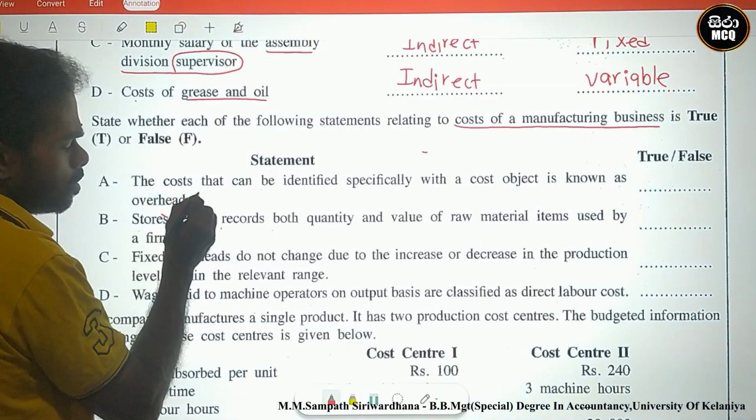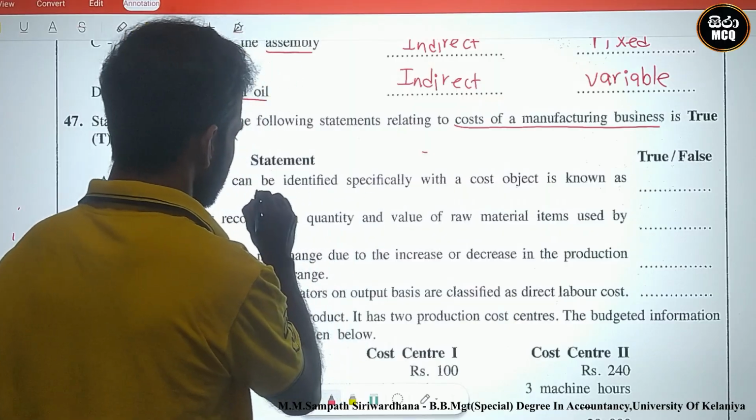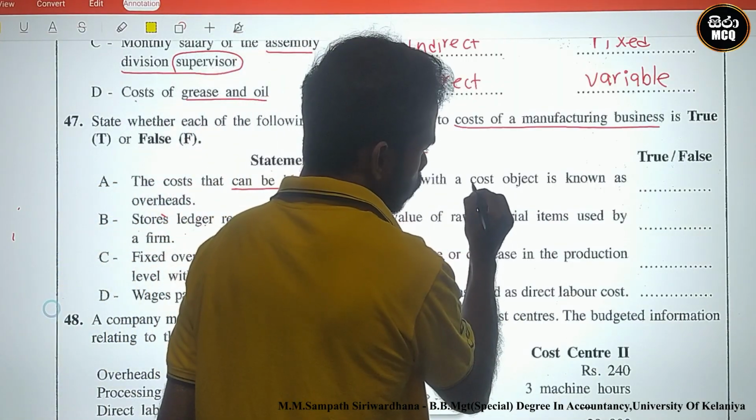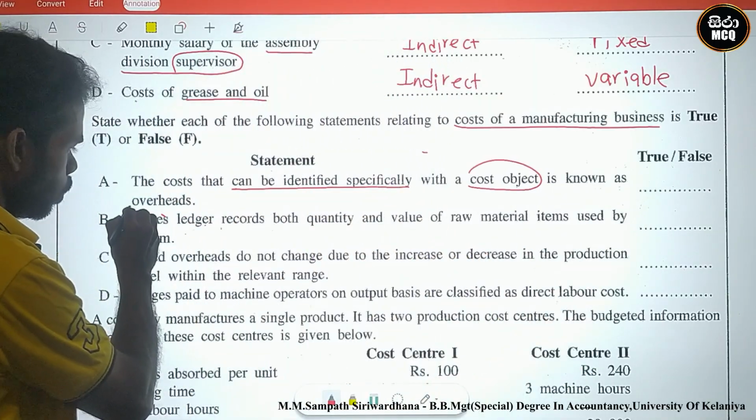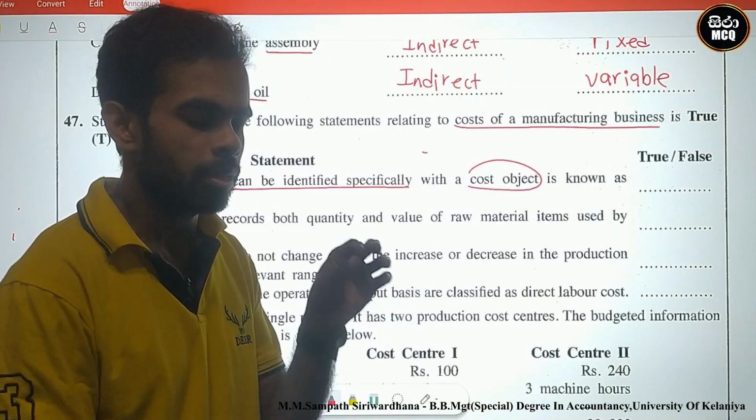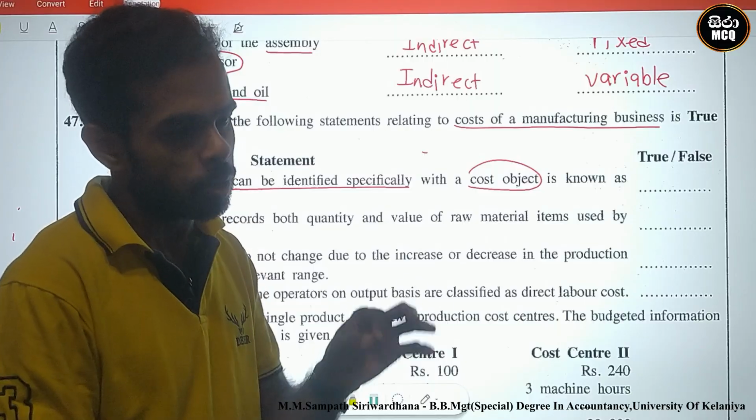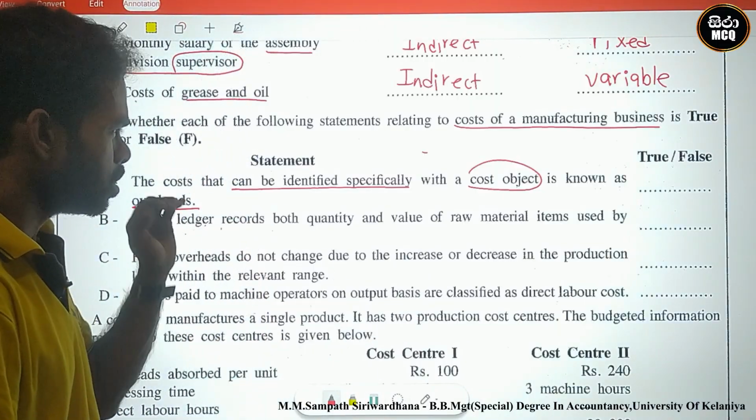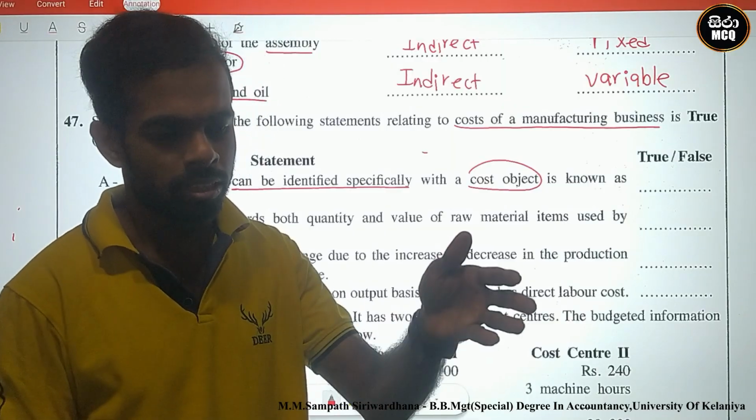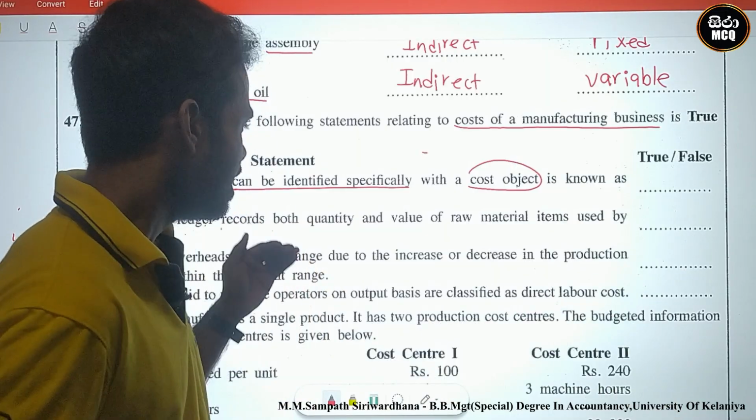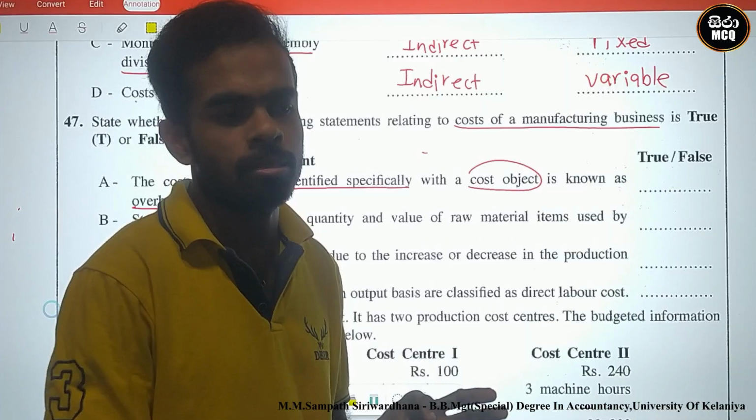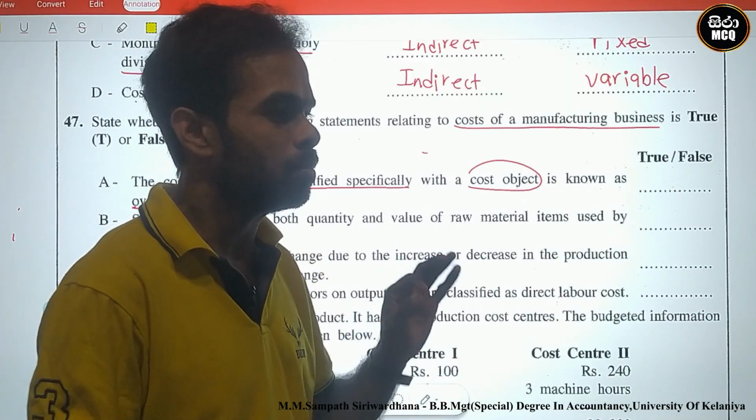Okay, let's see. First one: cost that can be identified especially with a cost object is known as overheads. Look here, the cost that can be identified especially means, for example, a motor bicycle production business. There is an engine cost, we can directly identify why the engine was included in the motor bicycle. That can be identified especially with the cost object. Cost object means product, the motor bicycle.